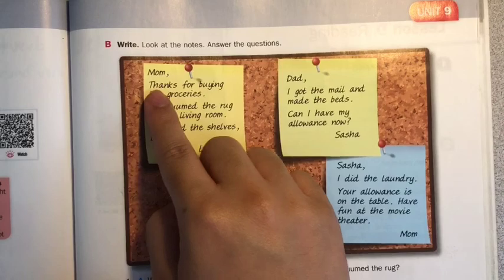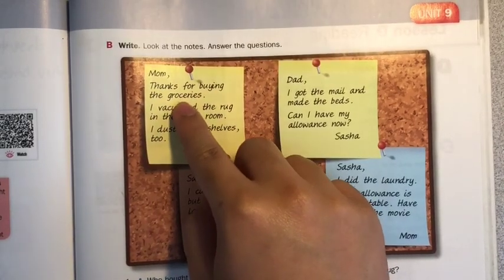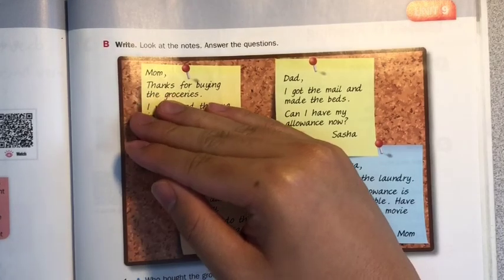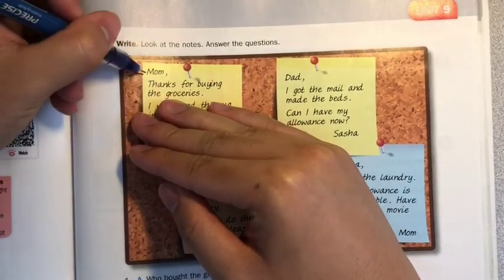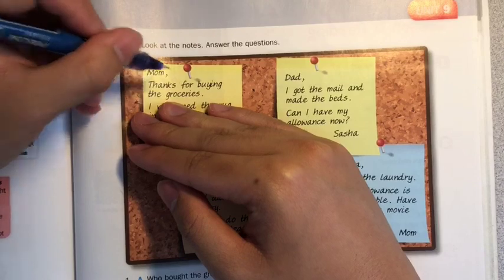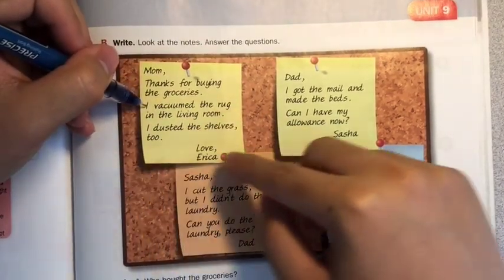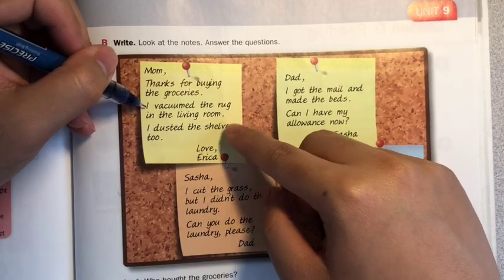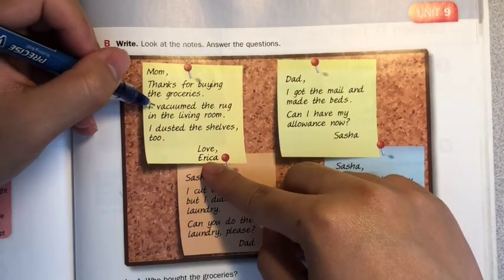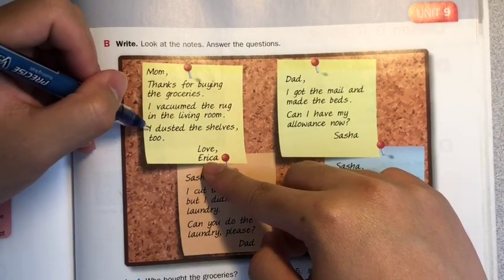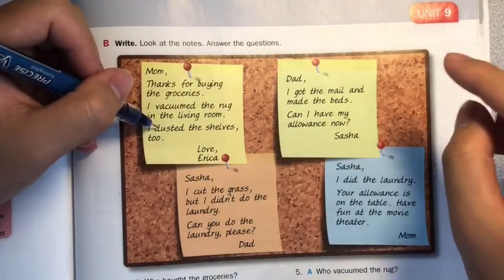So it says, Mom, thanks for buying the groceries. So Erica is saying, Mom, thank you for buying groceries. That means Mom bought the groceries. Mom is buying groceries. I vacuumed the rug in the living room. So Erica vacuumed the rug in the living room. I dusted the shelves too. So Erica dusted the shelves.